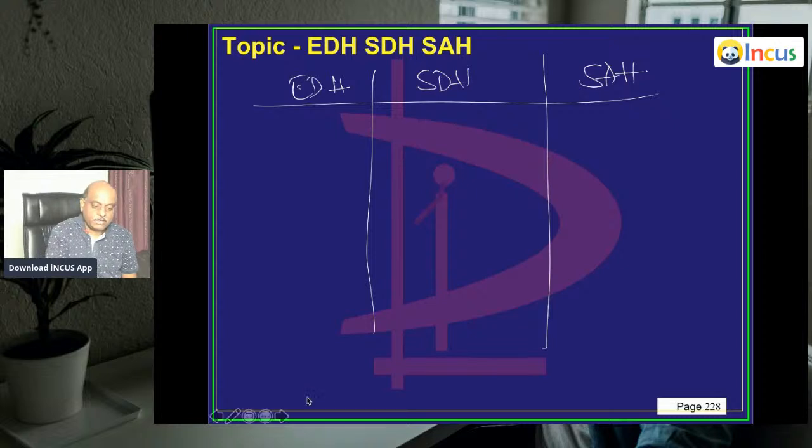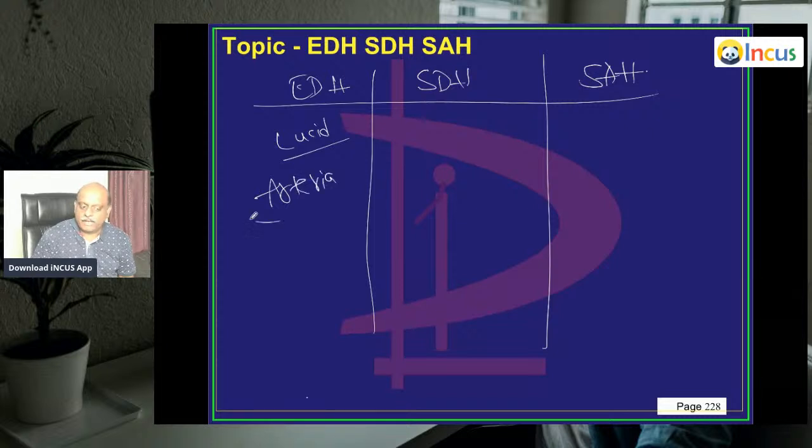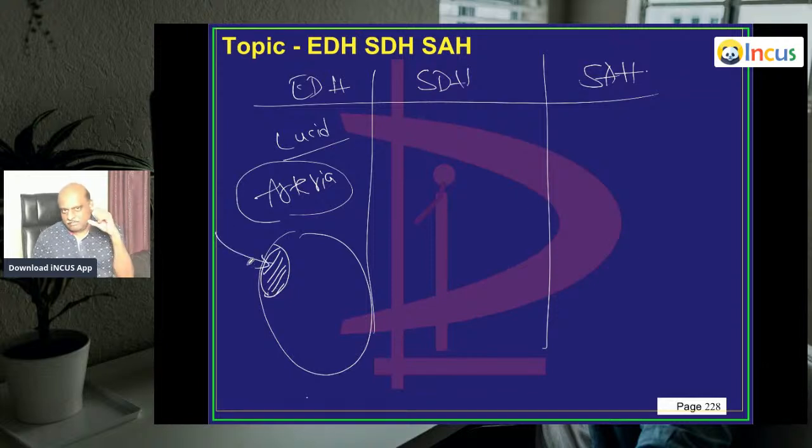So what do you call that, doctor? You call it the lucid interval. Lucid interval is the characteristic finding of extradural hemorrhage. It is an arterial bleeding arising from the meningeal blood vessels. And if you happen to take the CT scan, extradural will be a biconvex opacity like bleed.